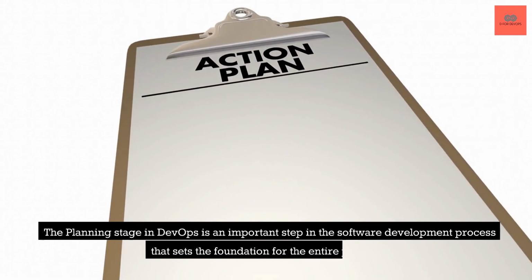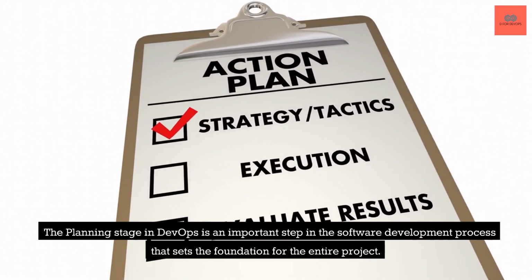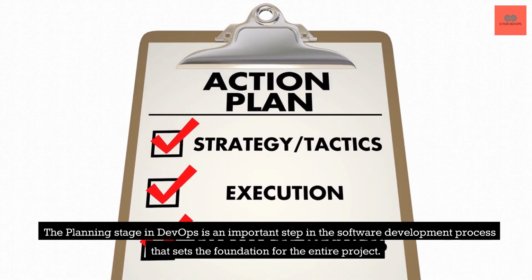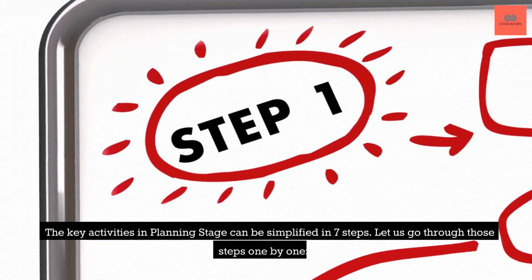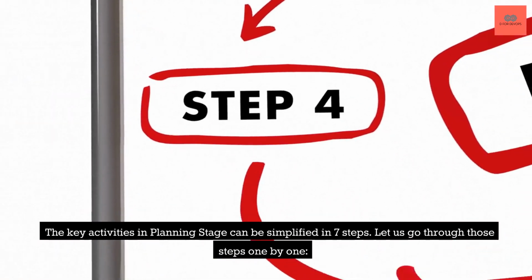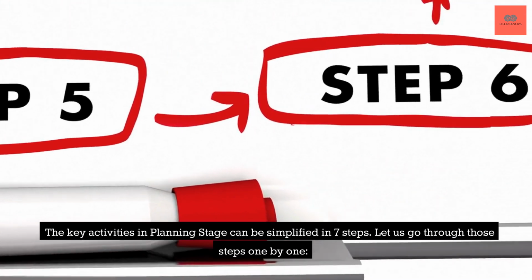The planning stage in DevOps is an important step in the software development process that's the foundation for the entire project. The key activities in the planning stage can be simplified in 7 steps. Let us go through those steps one by one.